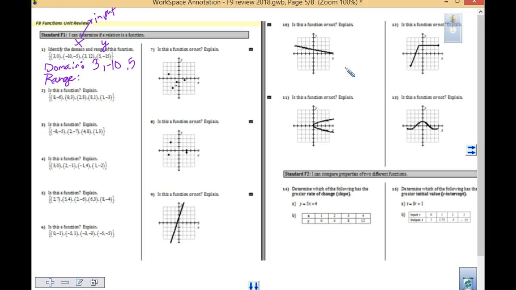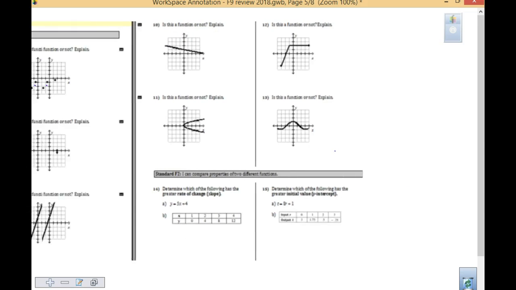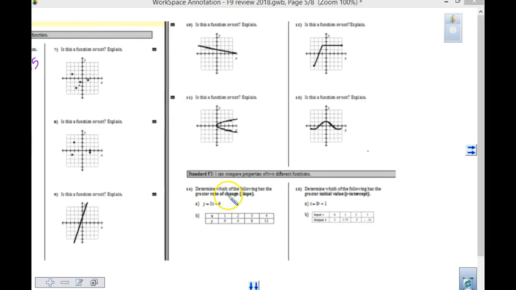So when you're answering those questions, when you turn and look at question 14 and 15, it's asking you to compare in these two, which one has the greatest rate of change or slope? Which one has, in this case, the greater initial value, y-intercept? So again, every time you're looking at these, always think, what's the M, what is the B? It's going to make it so much easier to answer those questions if you do it in both the graphs and the equations and your tables.